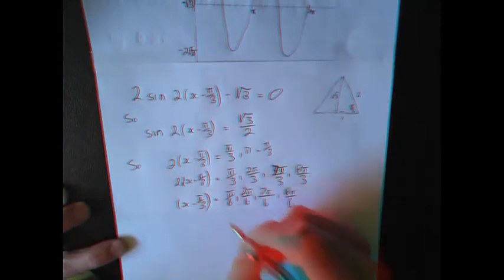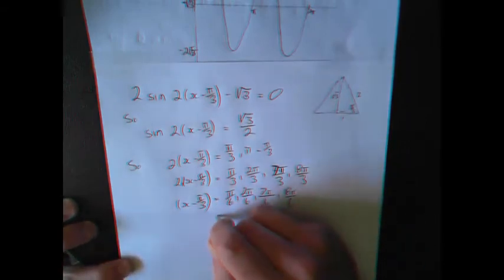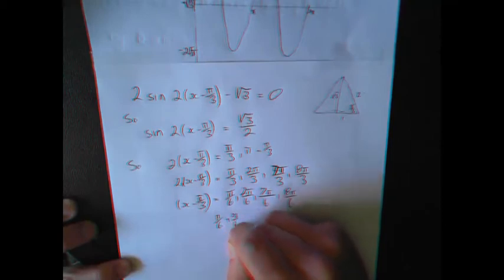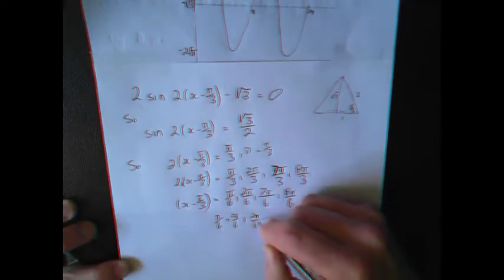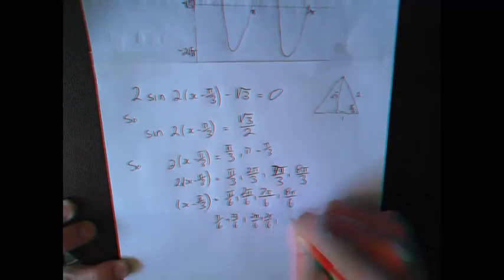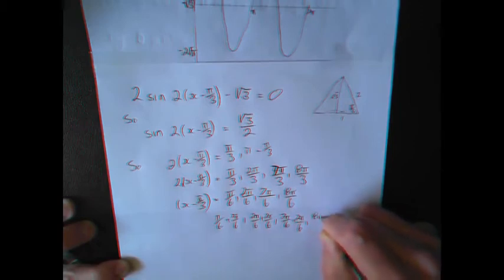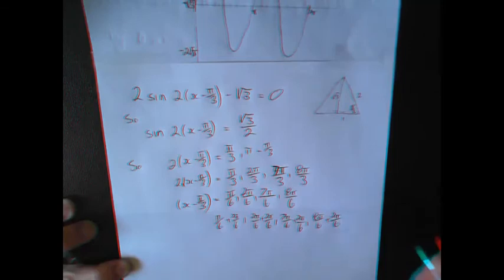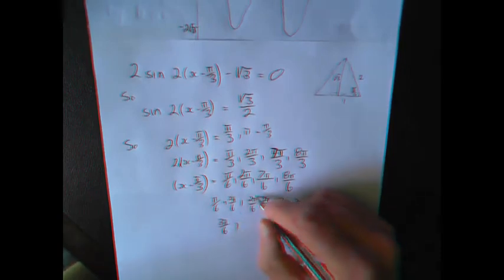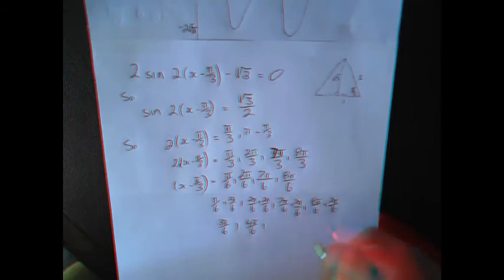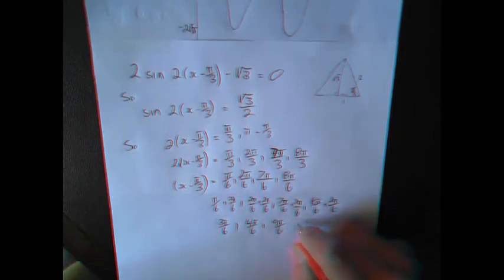Okay, so pi on 3 is 2 pi on 6. So pi on 6 plus 2 pi on 6, 2 pi on 6 plus 2 pi on 6, 7 pi on 6 plus 2 pi on 6, 8 pi on 6 plus 2 pi on 6. I'm adding pi on 3, which is 2 pi on 6, to all of these. So I'm doing this the slow way. So this is 3 pi on 6. This is 4 pi on 6. This is 9 pi on 6. Okay, and this is 10 pi on 6.